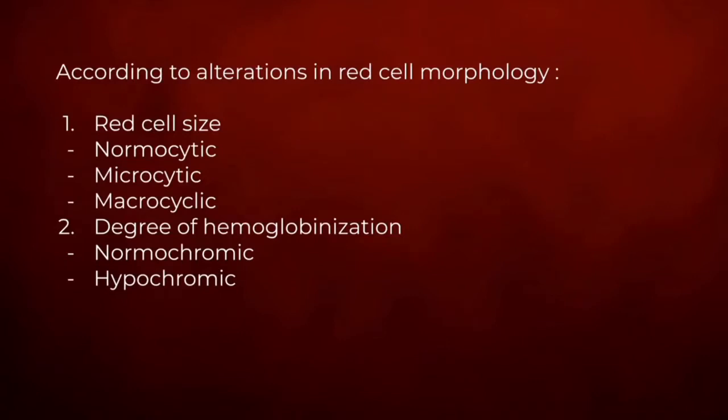Next is classification according to alteration in red cell morphology. As I told you, it is classified by red cell size and degree of hemoglobinization. Under red cell size, it is classified as normocytic anemias, microcytic anemias and macrocytic anemias. Based on degree of hemoglobinization, anemia is classified as normochromic anemias and hypochromic anemias. These are very important and very easy. Just keep it in mind, it is very useful for you.